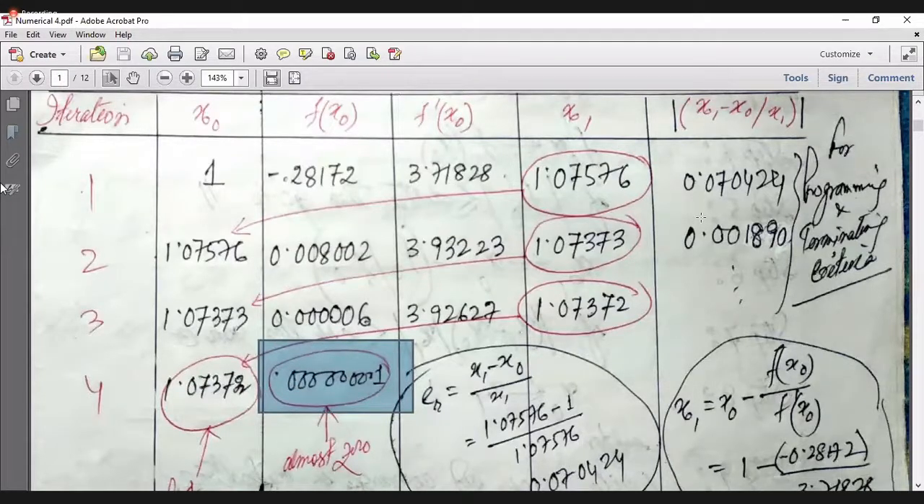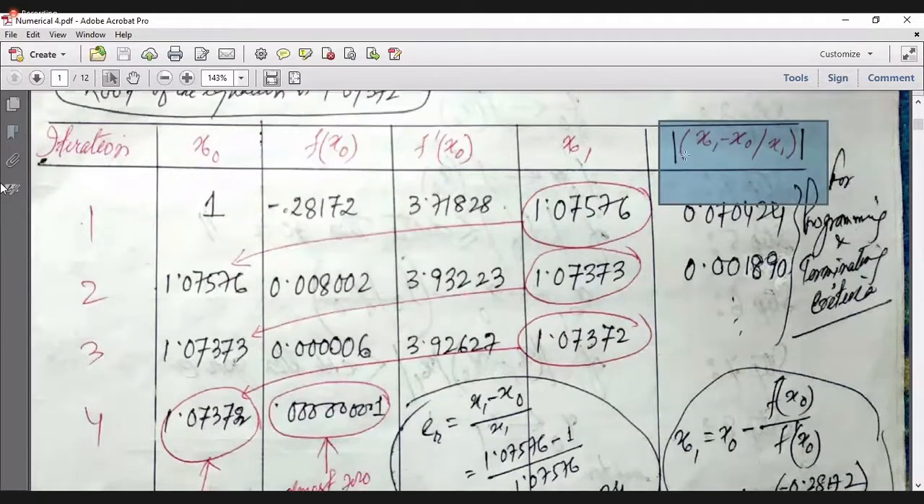In the second case, the easiest way for the programmer is to use the condition on the relative error. The relative error is nothing but the difference between the old and new points, right? So if the error is less than 0.0001, then we can stop our iteration, meaning the values are almost the same. So we can use two terminating criteria.